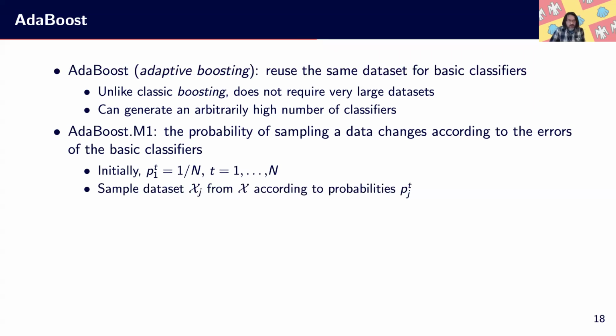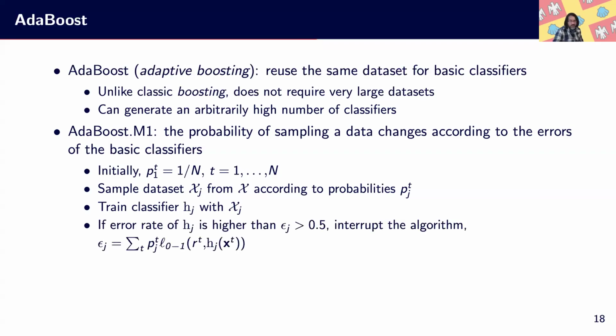And then we sample a new dataset X_j from X according to probability P_j^t, and that is of size N. So the sampling is with replacement, but based on the probability P_j^t. Then we train our classifier H_j from that sampled dataset X_j, and we look at the error rate. If the error rate is more than 50%, we interrupt the algorithm, where the error rate, epsilon, is defined by this equation.